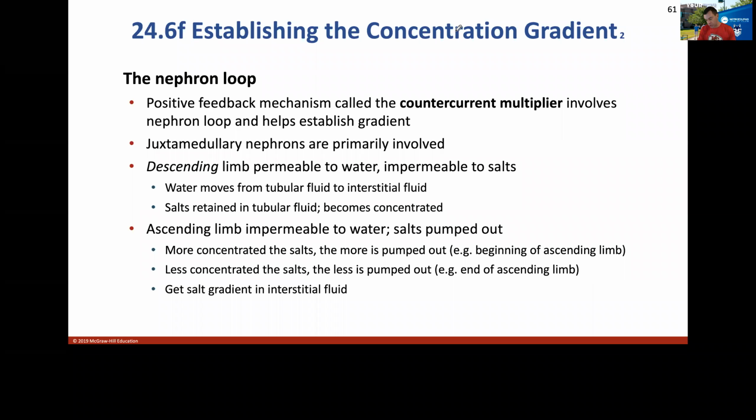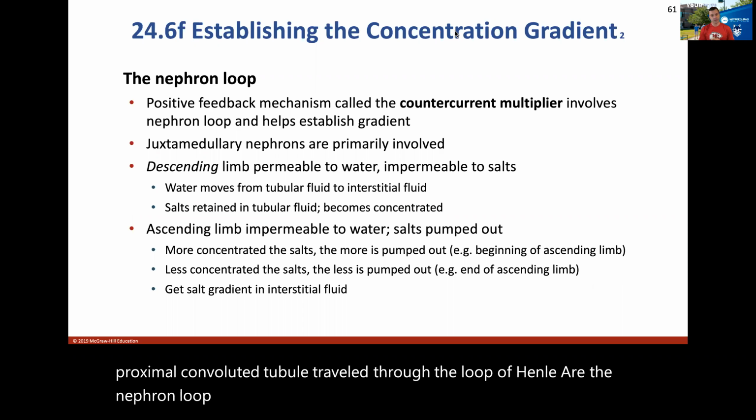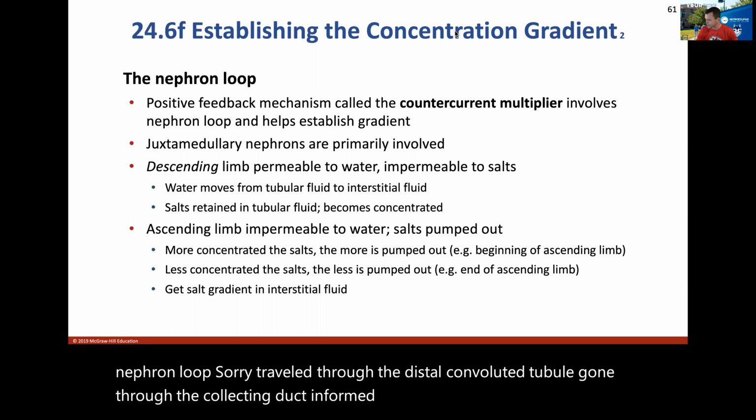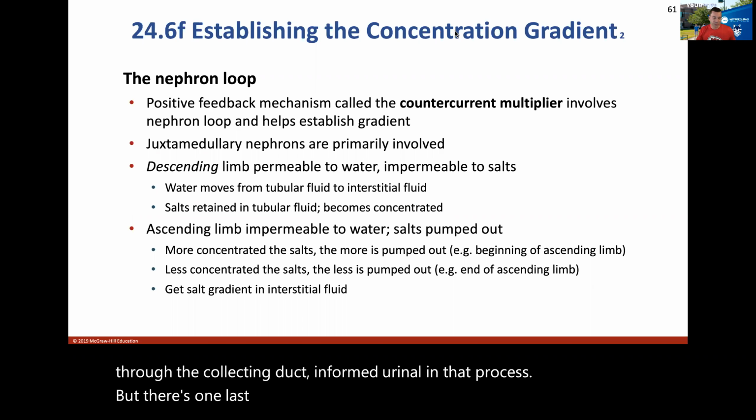So I have gone through the glomerulus. I have traveled through the proximal convoluted tubule, traveled through the loop of Henle, or the nephron loop, sorry, traveled through the distal convoluted tubule, gone through the collecting duct, and formed urine all in that process. But there's one last thing we got to do before we ultimately leave and talk about urine.